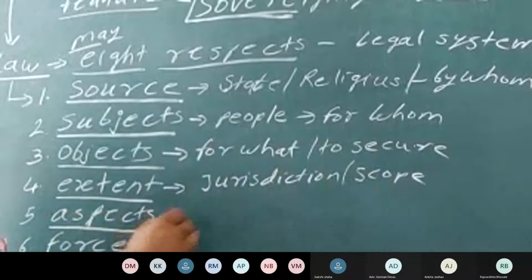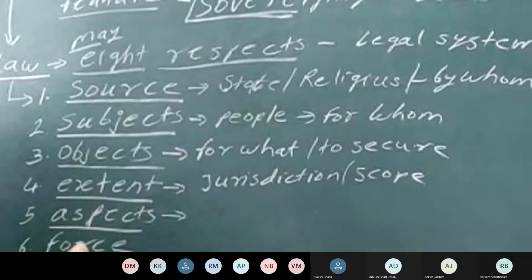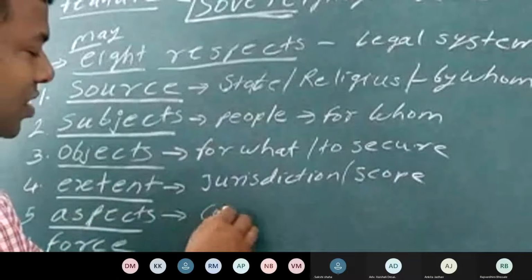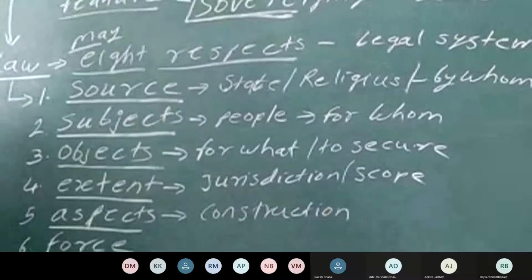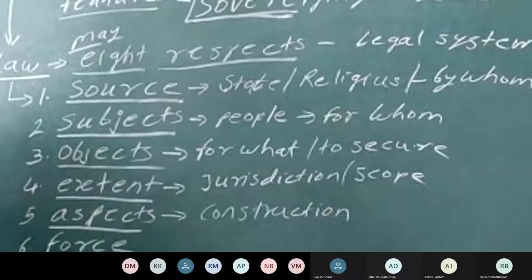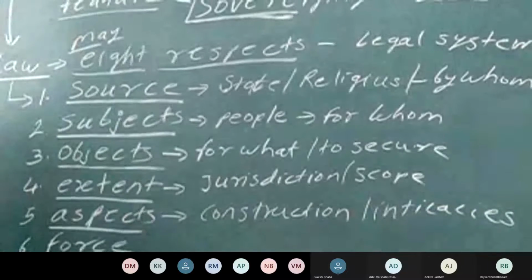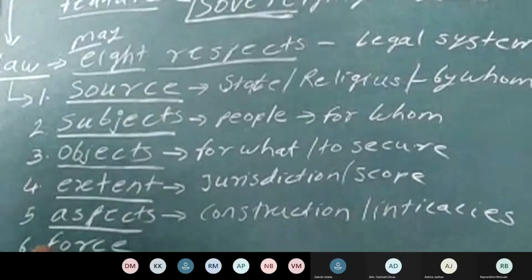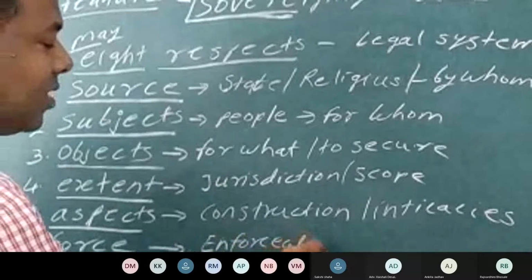Then aspects. Aspects is a kind of technical one. Aspects means the construction, the body of language, in which aspect the law has been made. The object and aspects are closely related with each other. Aspects means what are the corners, what are the intricacies that the law wants to fulfill, the law wants to cover.